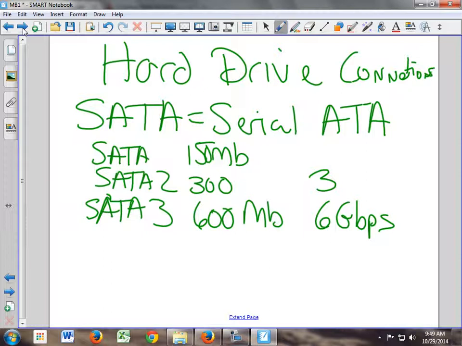Why 4 times? It's 6 gigabytes per second. Am I doing my math wrong? 150, times 2 is 300, times 2 is 600. Yeah, I think I got my math right. So it's 4 times faster.